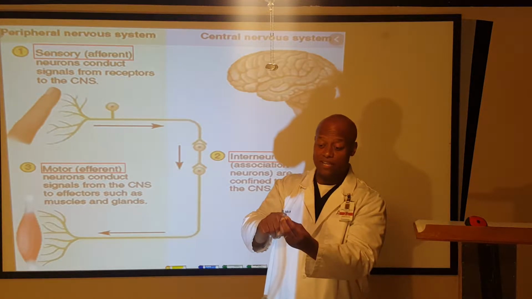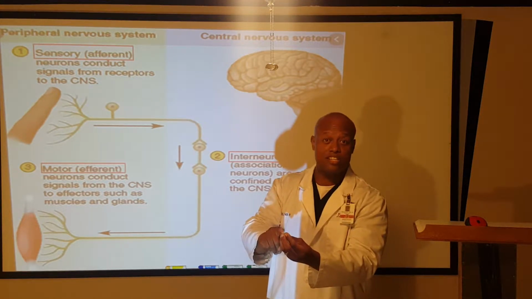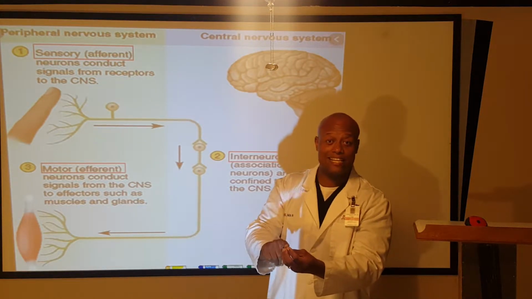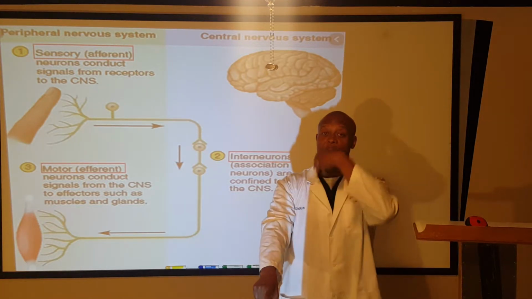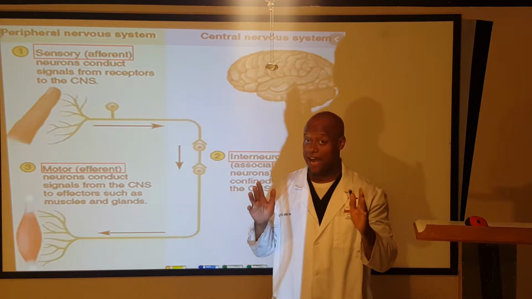So you touch something and you can sense that you're touching it. You can sense that it's warm. You can sense that it's sharp. And those impulses, those signals are being sent what? Up to your brain. Great, got it.